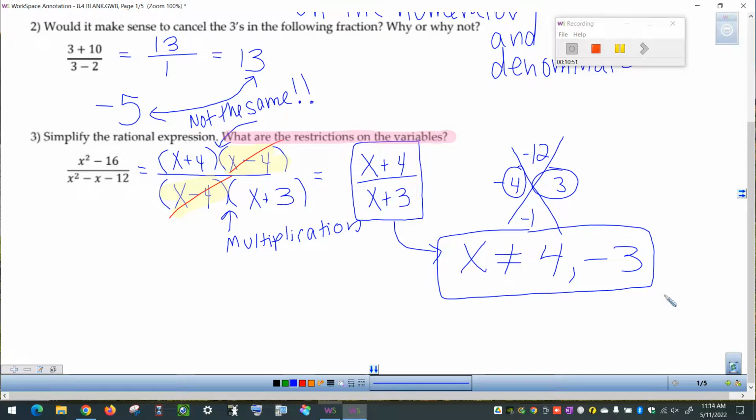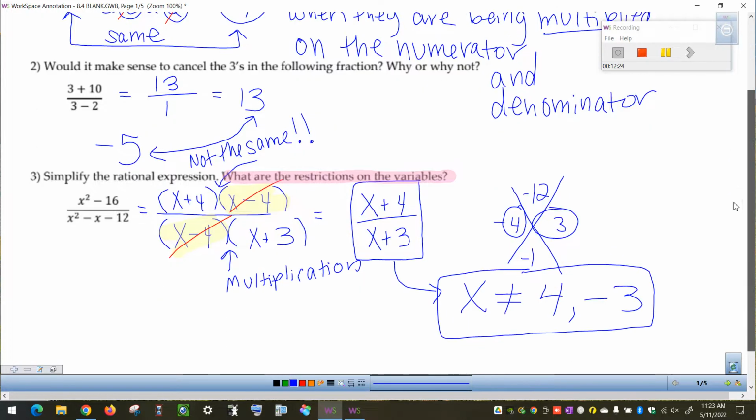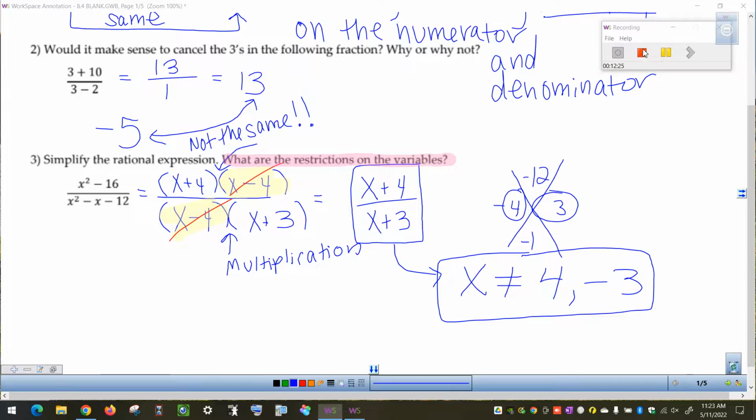All right, so I'm going to show you something here on the next page. This is what we need to avoid. So we talked about the little puppy dying about a month ago with a different kind of common mistake. Well, this is another one that we want to avoid, because anytime you do this, if you just cross out the x squared, this cute, adorable little kitten dies. So this is just a little reminder that that is sometimes a common mistake that students make on this. We are not allowed to do that. We're not allowed to cancel unless things are being multiplied across the top and the bottom.